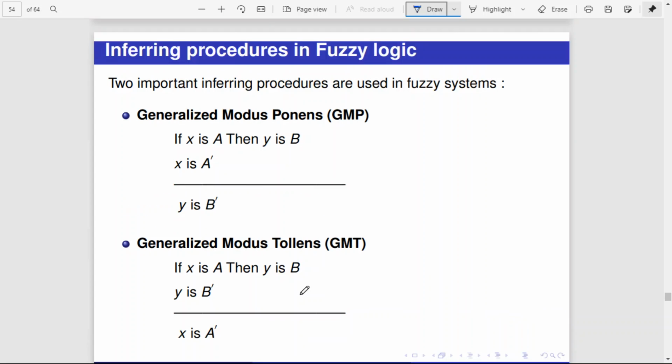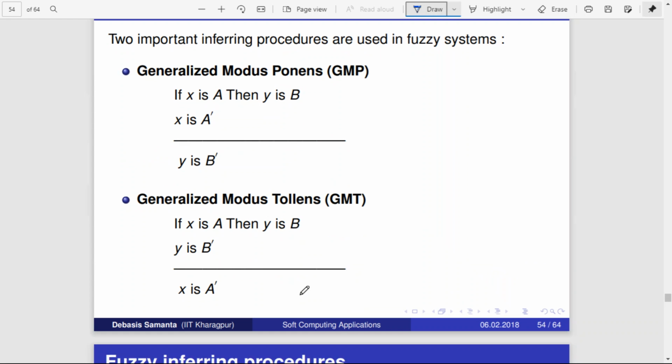There are two inferring procedures that we will be discussing. One is called GMP, which stands for Generalized Modus Ponens. The other one is GMT, which stands for Generalized Modus Tollens. So we will be discussing these things: Generalized Modus Ponens and Generalized Modus Tollens.